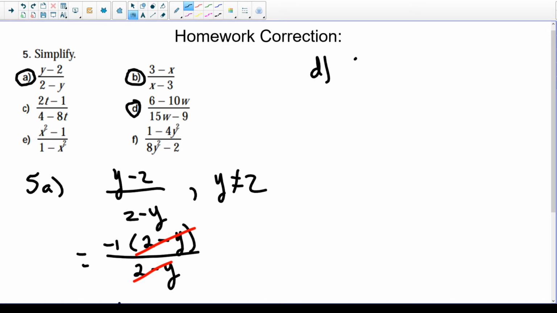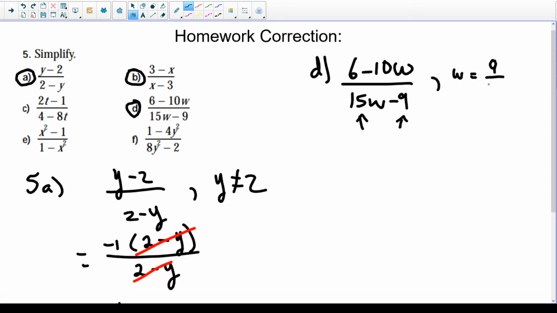So we've got 6 minus 10w over 15w minus 9. Once again, we'd want to list our restriction before we begin. Now this is one of those cases where there is a coefficient in front of the w in the denominator. As I've shown you before, you take the constant term, switch its sign, so it'll become positive 9 over 15, and w can't be equal to that. My not equal sign there is terrible, sorry. Okay.